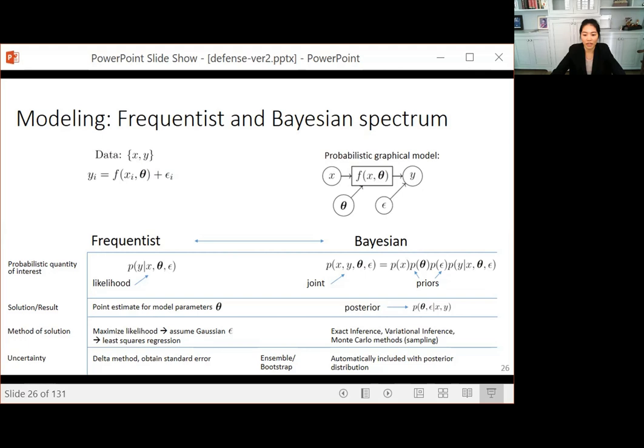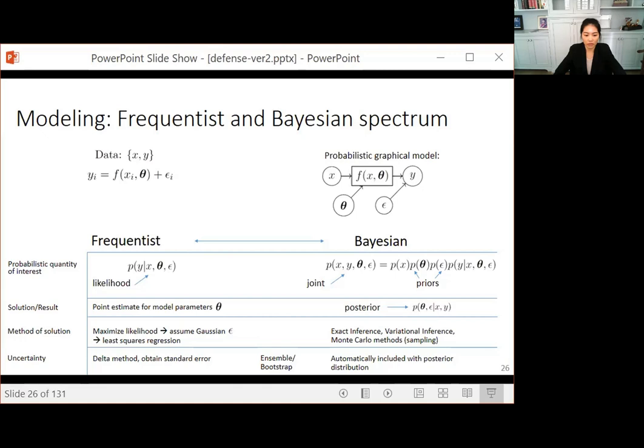And then we get the solution. We solve this using exact inference, variational inference, or Monte Carlo methods. And the uncertainty is now automatically included because we have the posterior, and that is a probability distribution. So the uncertainty is already included.